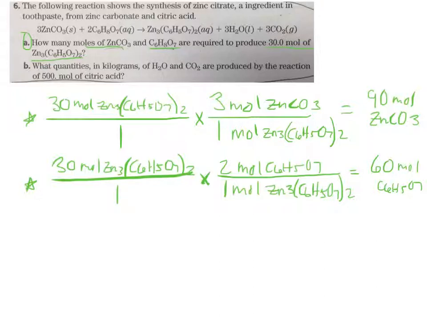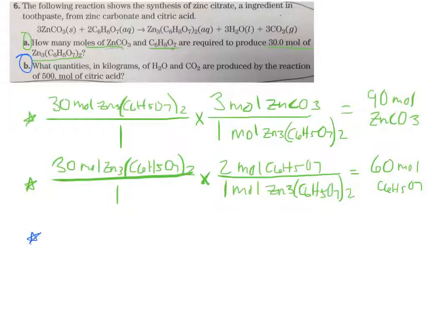It's just a mole-to-mole conversion, and the mole-to-mole conversions are much quicker than the other conversions that we've been doing, like this next one. This next one's going to be kind of long, so I'm hoping I have enough room here. So part B, we're going to do in blue. It wants to know what quantities in kilograms of H2O and CO2 are produced by the reaction of 500 moles of citric acid. So this I may not have room for, so I'm going to be experimenting here as far as how I'm going to do this on this program.